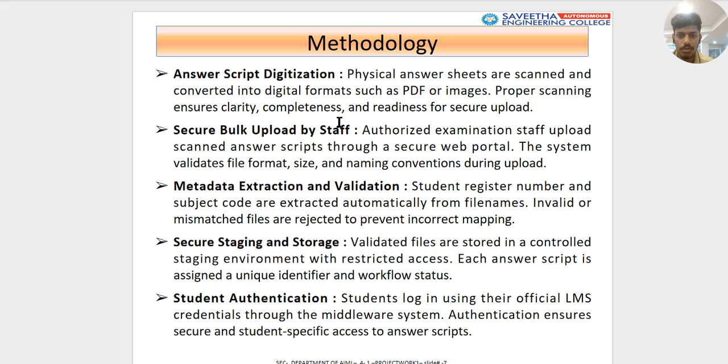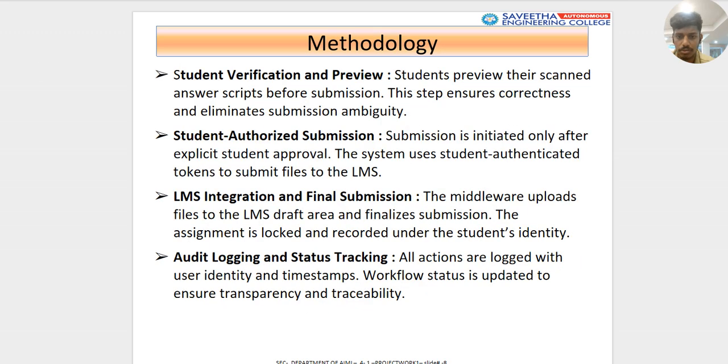The methodology which we are using here is: answer script ingestion, secure bulk upload by staff, metadata extraction and validation, secure staging and storage, student authentication. Student authentication: students log in using their official LMS credentials through the middleware system. Authentication ensures secure and student-specific access to answer scripts.